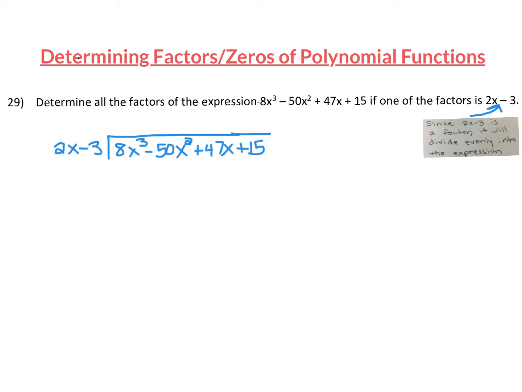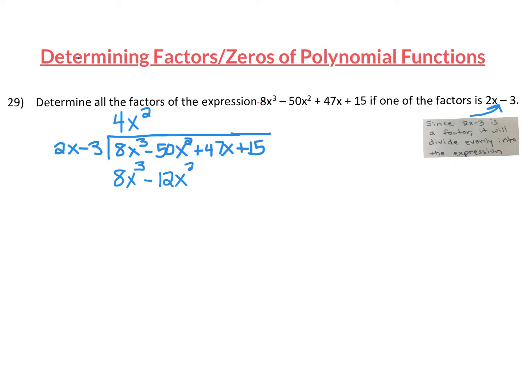Okay, so I know you guys are all pros at long division, so I'm going to go through this quickly. When we do long division, we want to look at the first term under the division bar and say, well, what do I multiply 2x by to give me 8x cubed? Well, I multiply it by 4x squared. So I'm going to put that on top of the division bar. And then we're going to distribute. 4x squared times 2x is 8x cubed. And then 4x squared times negative 3 is negative 12x squared.